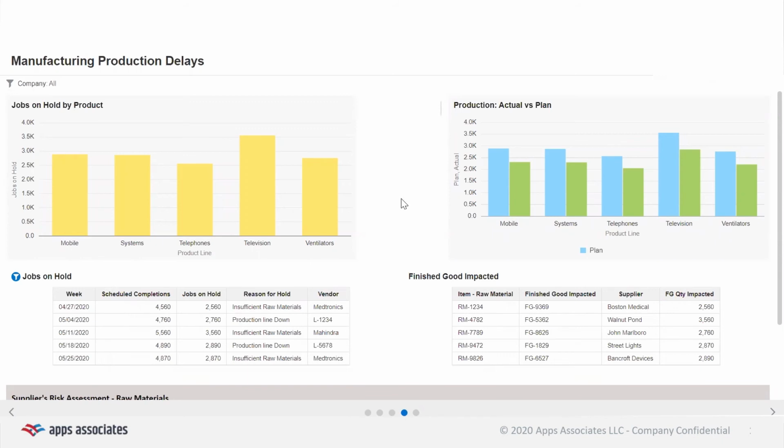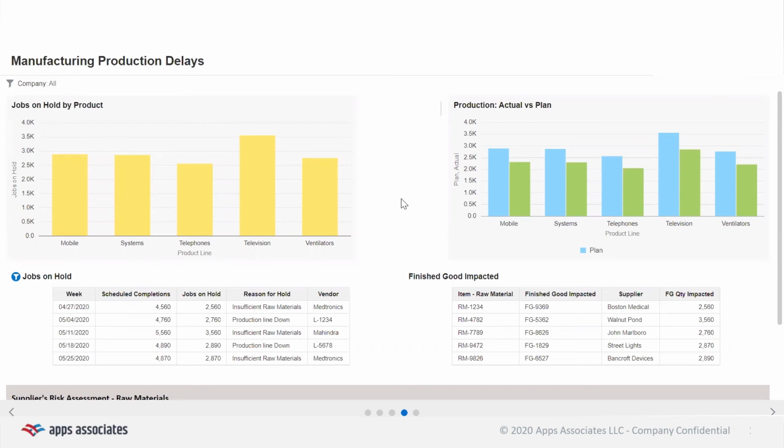So production delays, there are two important factors of how you capture information related to your production delays. One is measuring your actual production completion jobs against your plan. This enables you to identify how much you're actually producing versus a plan that has been defined, and also identifying jobs that are on hold by product. Together, this helps in identifying the overall performance of the production organization.